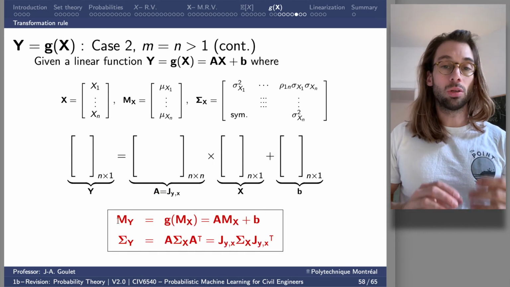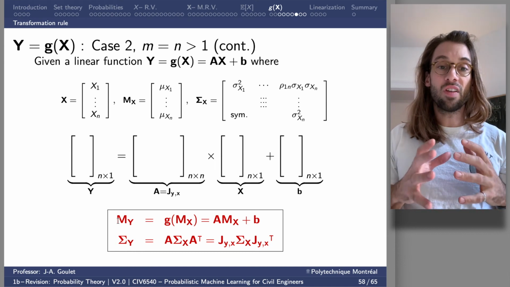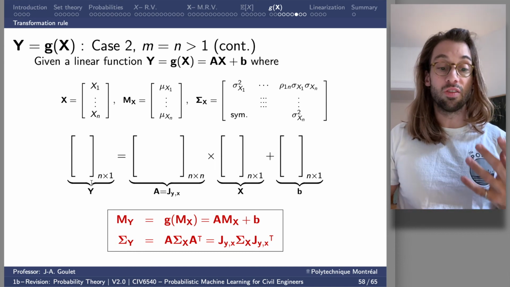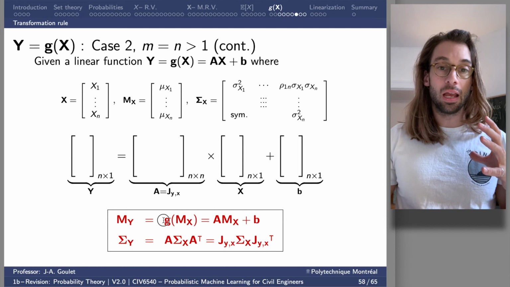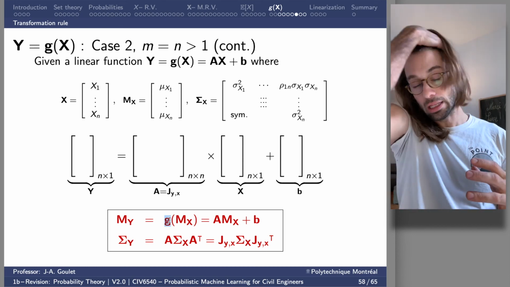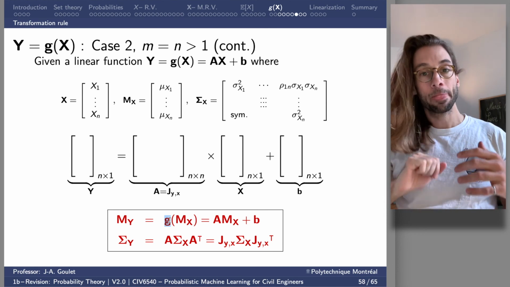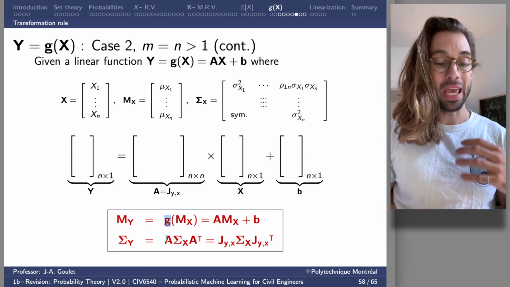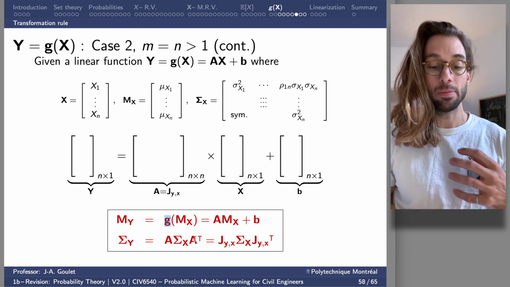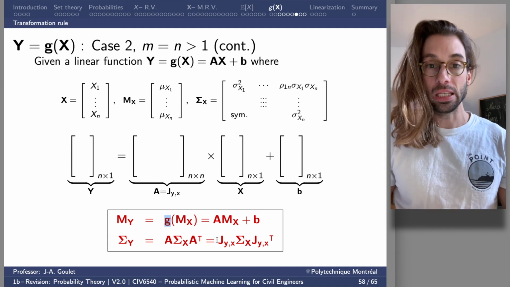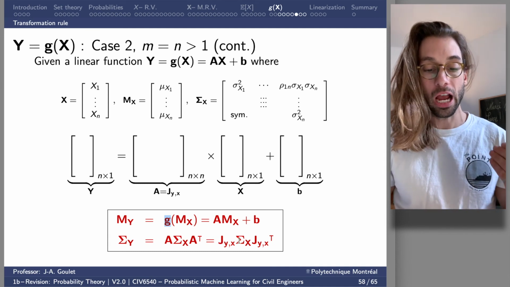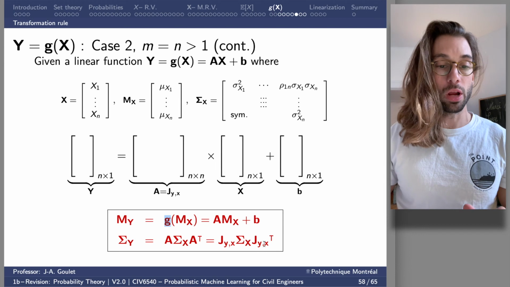So here, if I want to define the mean vector for my output y, in the case of a linear function, it is going to be my function evaluated at mu x, so A times mu x plus b. My covariance for y is going to be A times sigma x times A transpose. So in this case, this is equivalent to the Jacobian times sigma x times the Jacobian transpose.